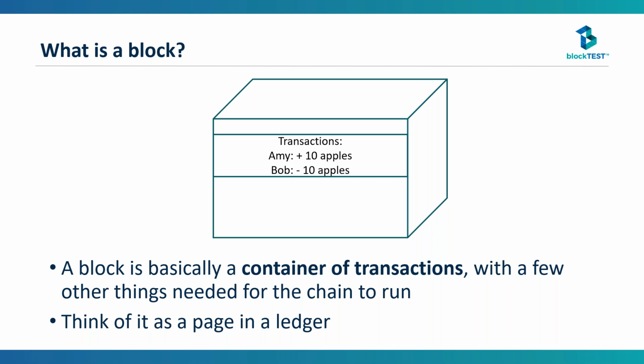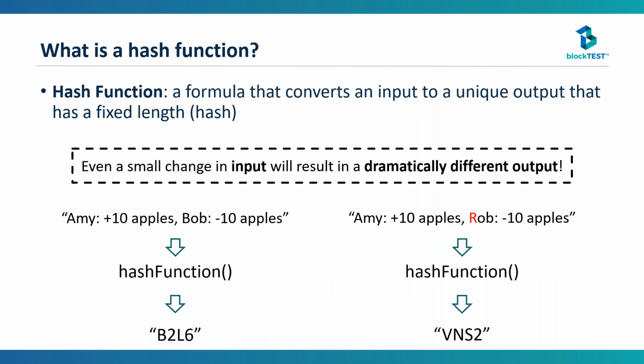You can think of it as a page in a physical ledger, where a different block would just be a different page in the ledger recording different transactions. One block is not useful, so let's see how we add blocks. Before going into that, let me introduce what a hash function is. A hash function is basically a formula that converts an input to a unique output that has a fixed length, called a hash.